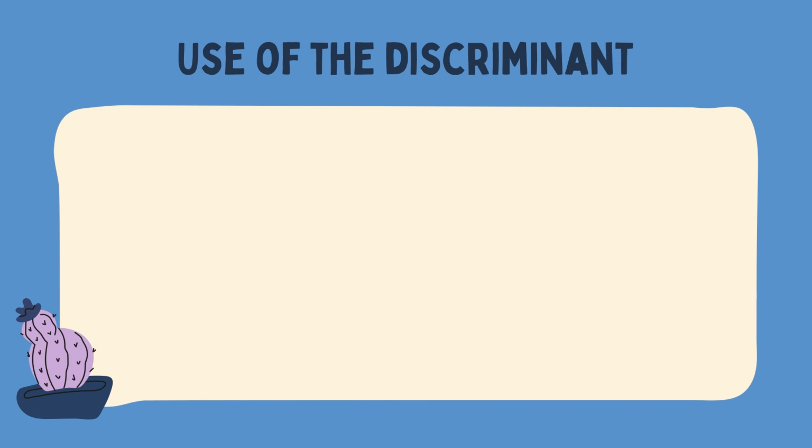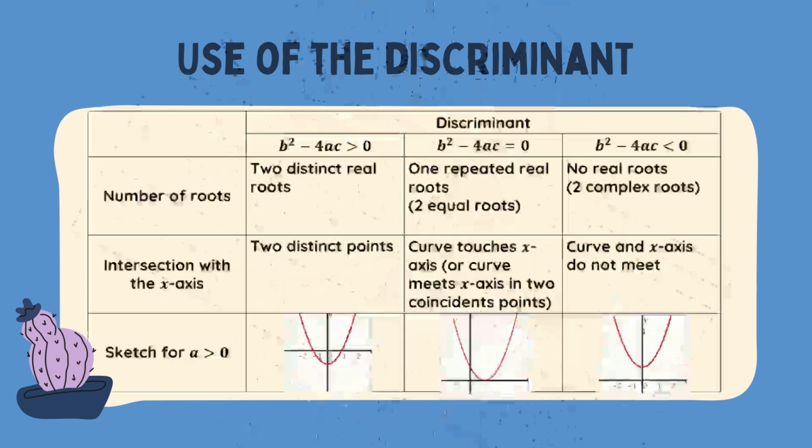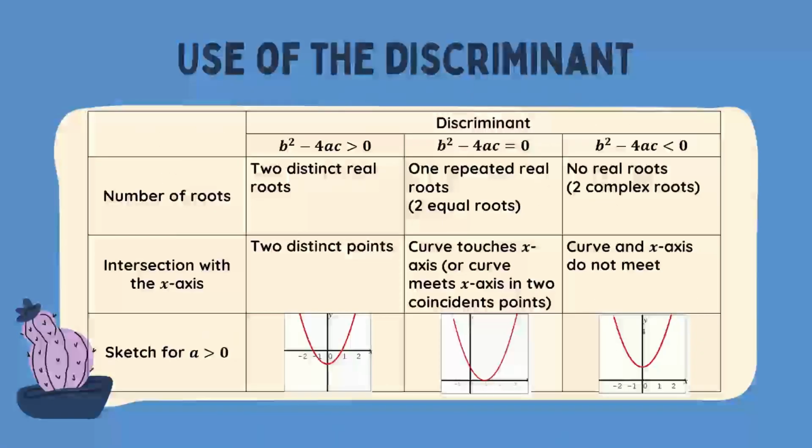Next, we will learn about the use of the discriminant. You can see from this table that the discriminant formula is b squared minus 4 times a times c, from the quadratic formula. When the discriminant is greater than 0, it means that the quadratic equation has two distinct real roots, and the curve intersects the x-axis at two distinct points. For example, the sketch is like this.